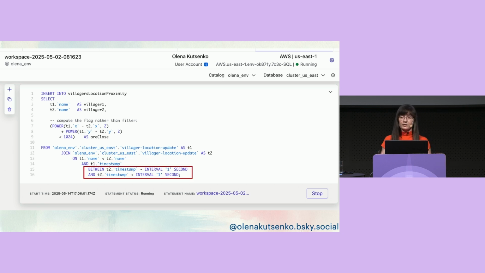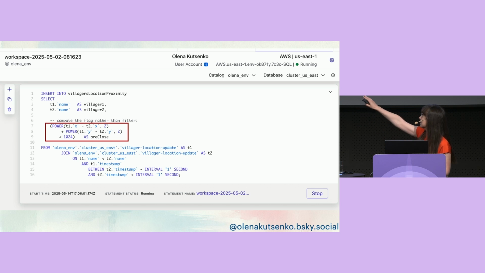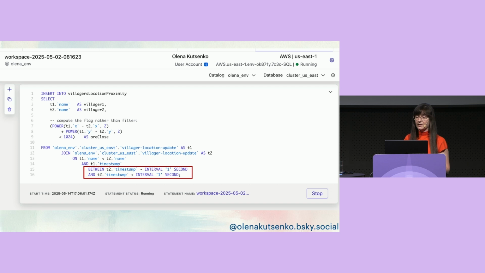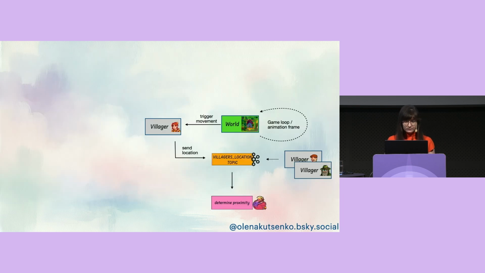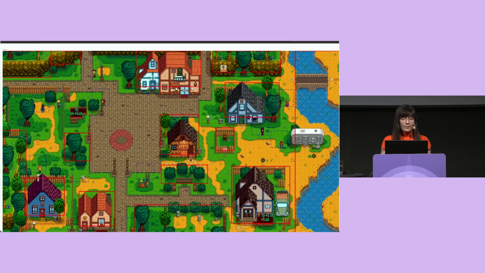We take that information for every second, and we determine if they're close to each other. For example, here I looked at 1024 pixels on the map; it's actually a square, so it will be a bit less. We determine if they're close enough with that mathematical formula, and if they're close enough, we send an event where close is true. If not, this value will be false. And then the data goes to an Apache Kafka topic.